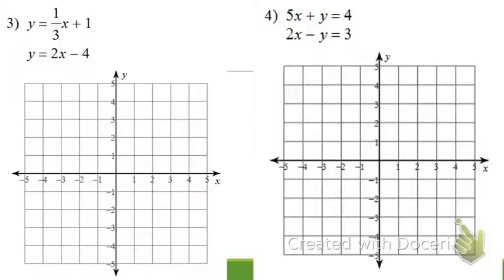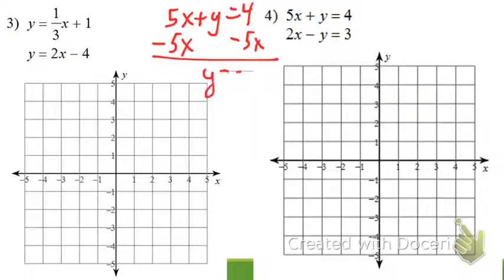And so 5x plus y equals 4. I'm going to get y by itself. So move the x, and then this one I don't have to divide by anything. So there's my first equation.